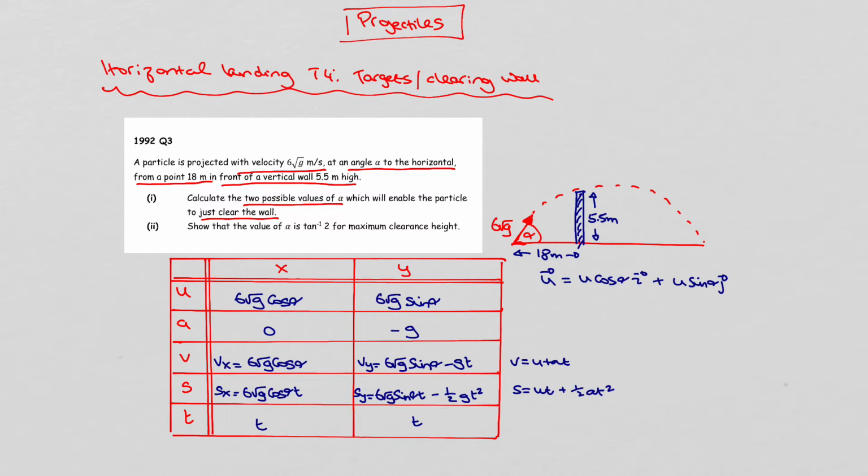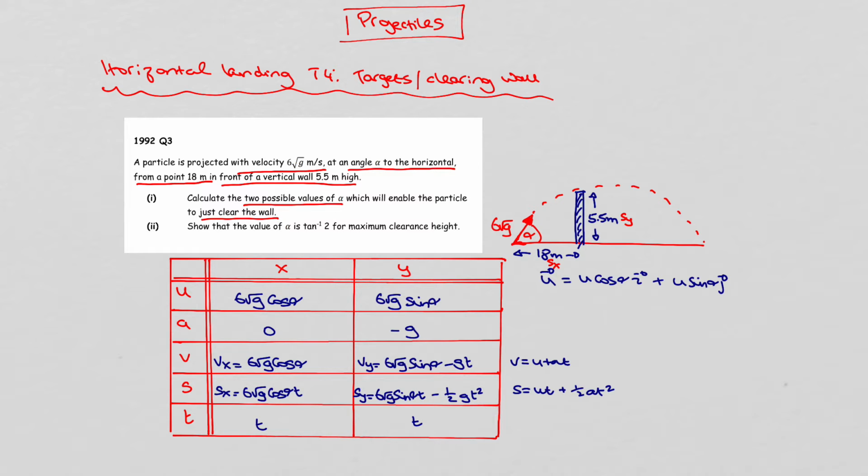The first thing we want to look at is how we are going to find these angles of projection. Well, we have two pieces of information. We have the distance to the base of the wall, and the height of the wall, and we're told that it's just clearing it. So if we look at our diagram, 18 meters is our distance in the x direction, and 5.5 meters is our distance in the y direction. Both of those distances, s of x and s of y, happen at the same time, in other words, at the time of flight.